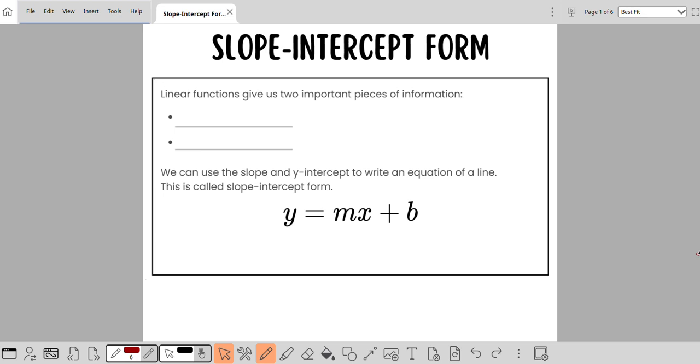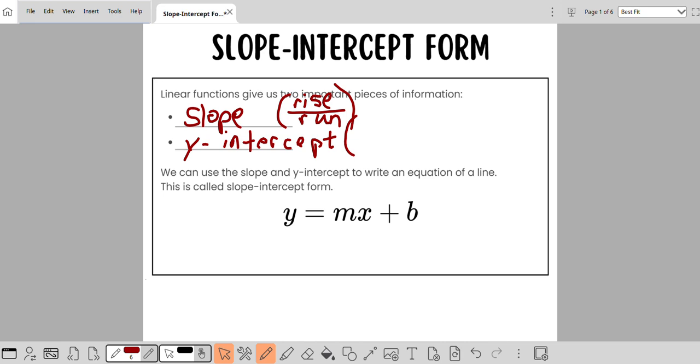Linear functions tell us the slope of a line, and we know slope is rise over run, okay? And then it gives us the y-intercept.